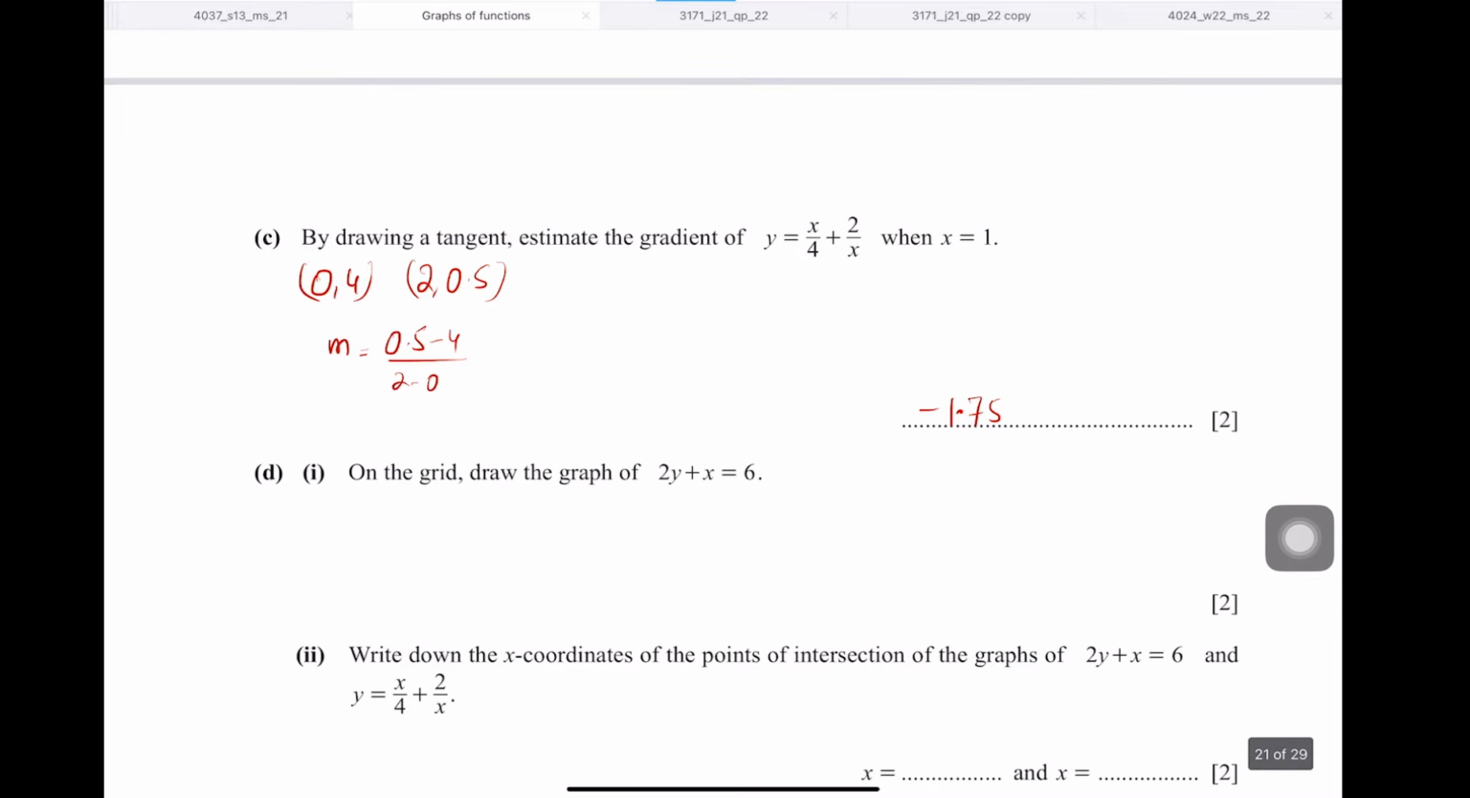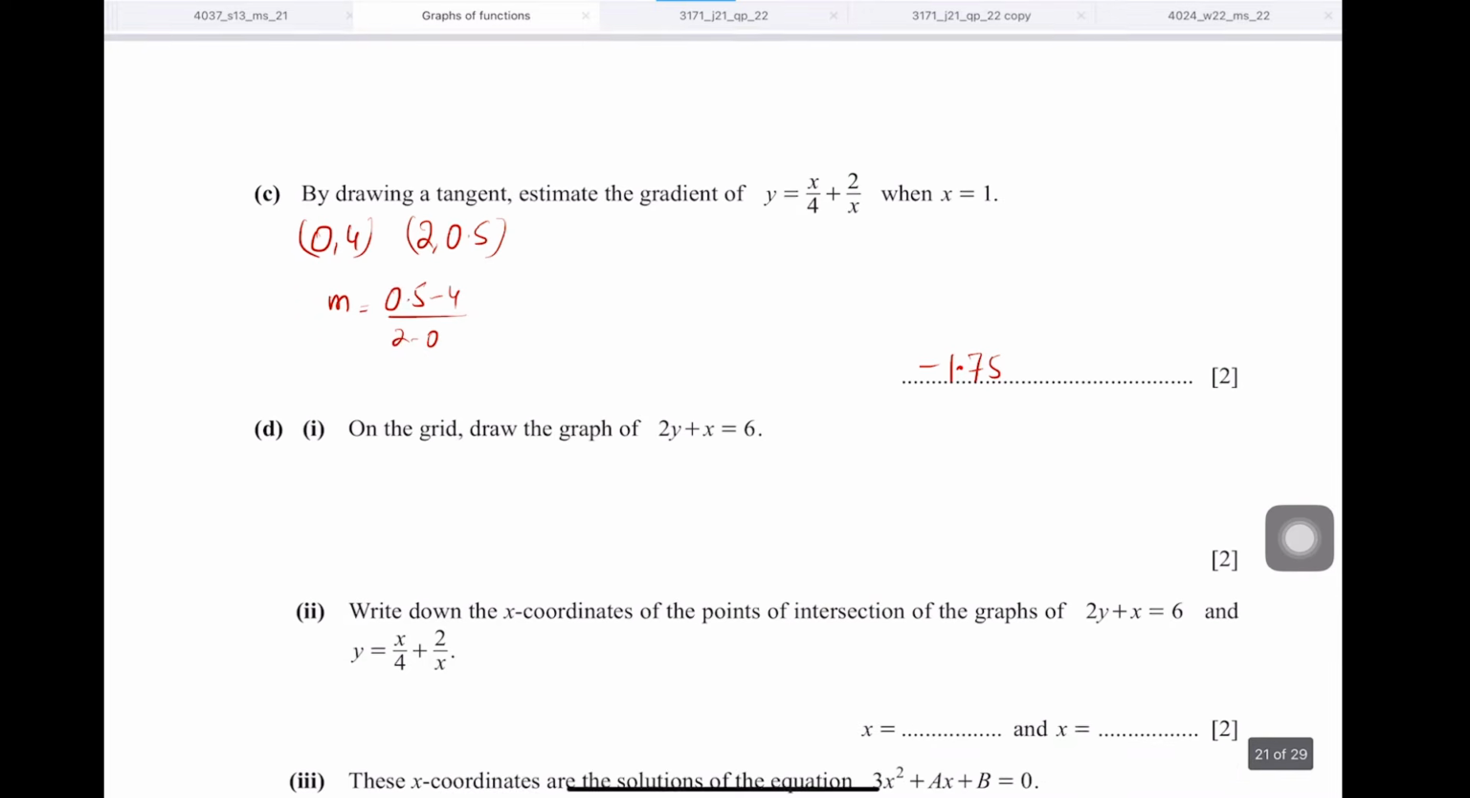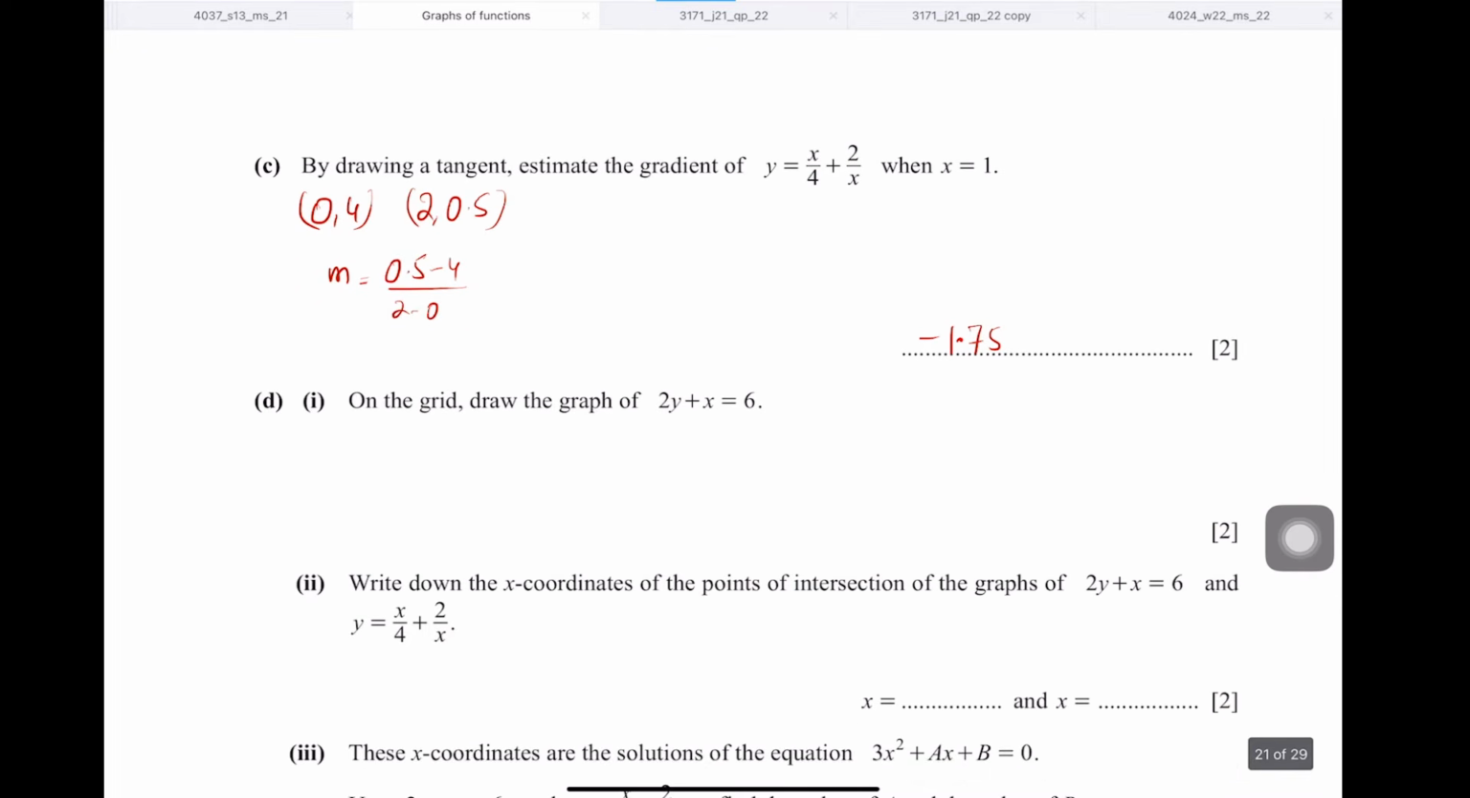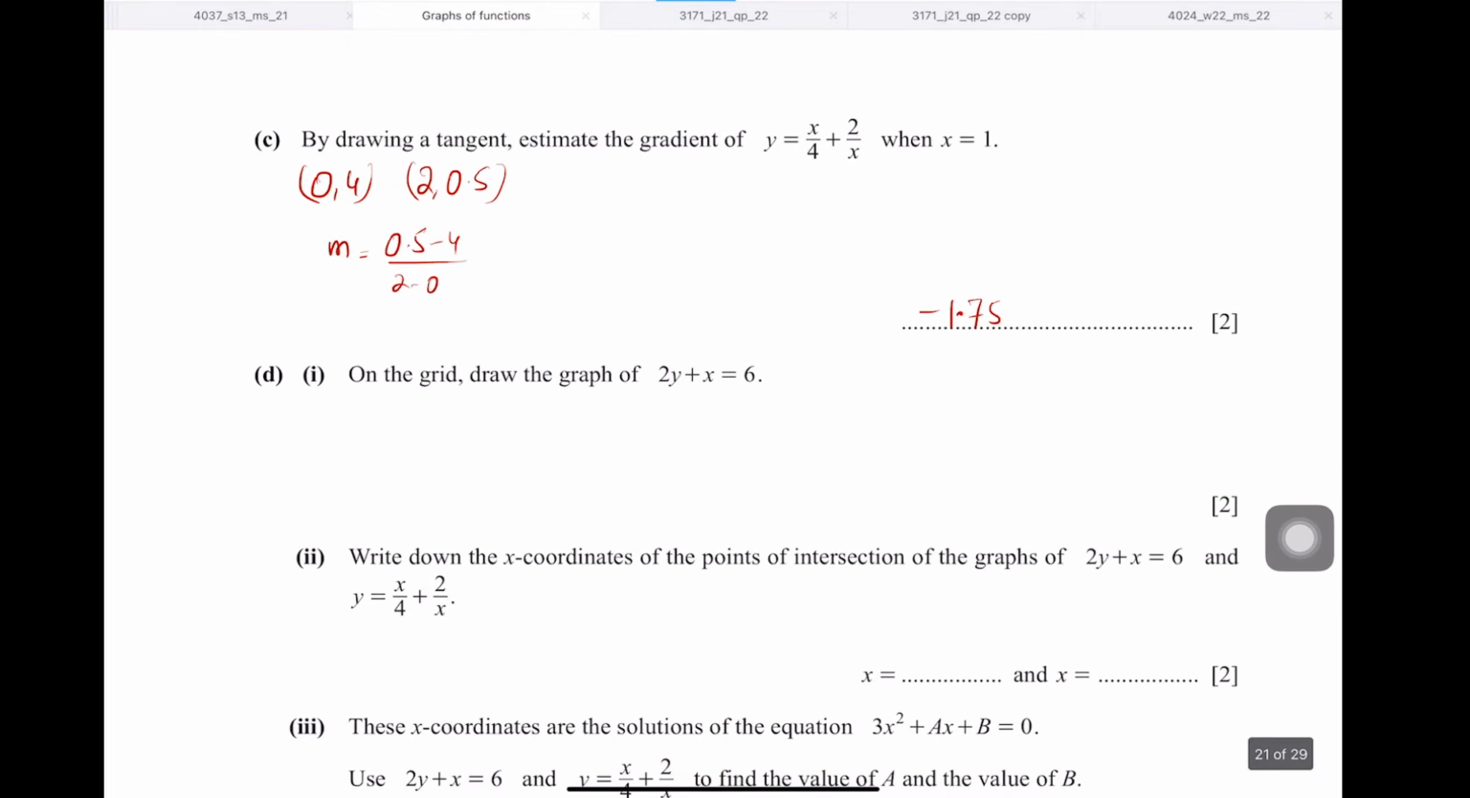Now, here comes part D, which says on the grid, draw the graph of 2y plus x equals 6. Now, before I can make a straight line, what do I need to do? What do you think is advisable? Not absolutely necessary, I agree. But what's advisable over here before I make this line? Anyone? What will make it easy for us to plug in the points and find? Y the subject. Yep, make y the subject.